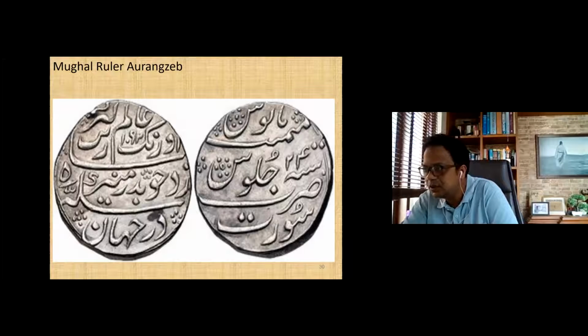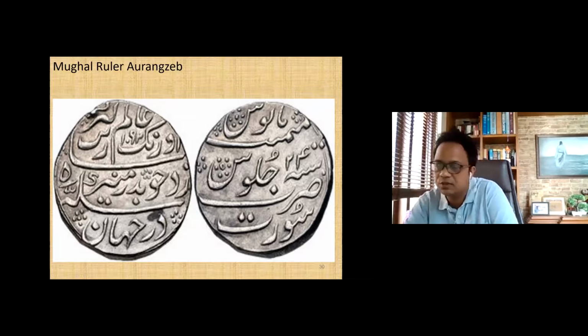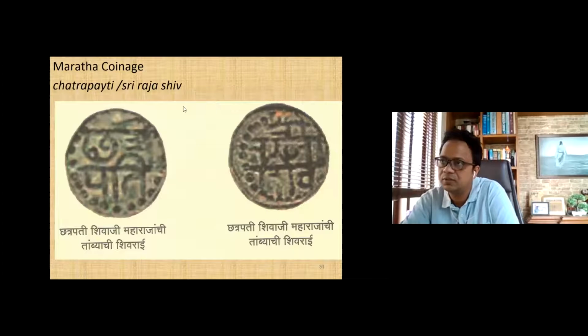This is Zarb. This U with two dots is Ba, so Zarb. And you can clearly read where this coin is minted. Here, this is Surat. Surat. So Zarb Surat means it is minted at Surat. Right? So that's the coin of Aurangzeb.